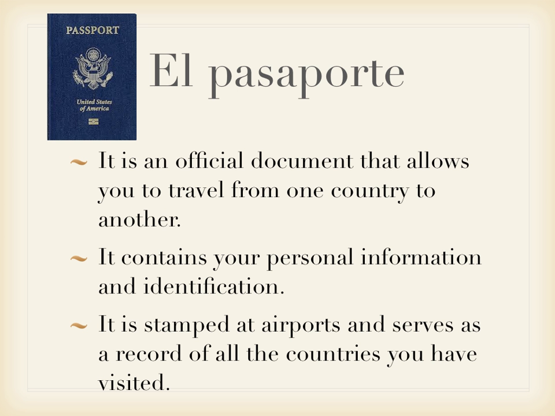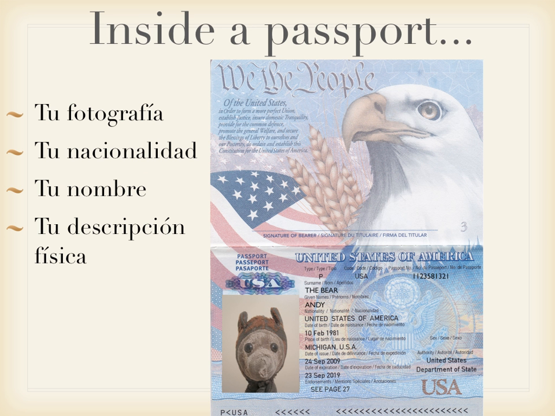El pasaporte. A passport is an official document that allows you to travel from one country to another country. It contains your personal information and identification. It is stamped at airports and serves as a record of all of the countries that you have visited. Inside of a passport, you'll find your photograph, your nationality, your name, and your physical description.